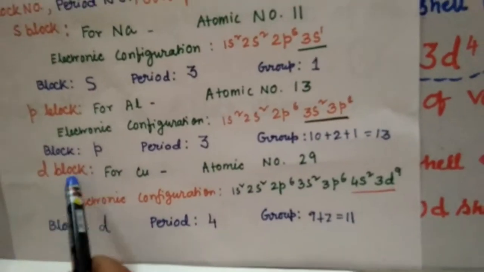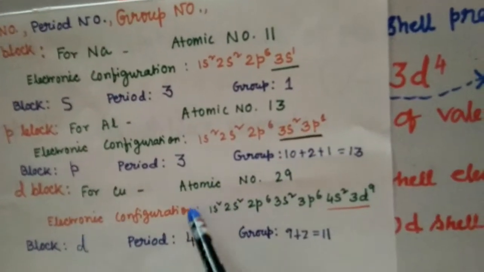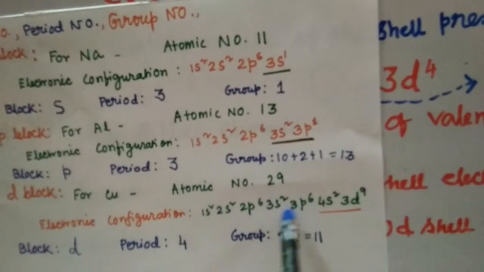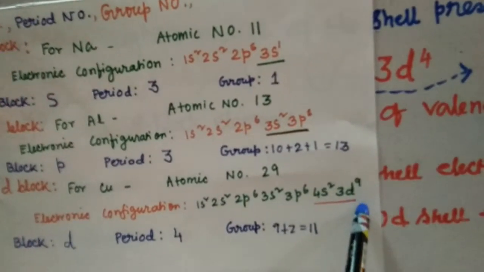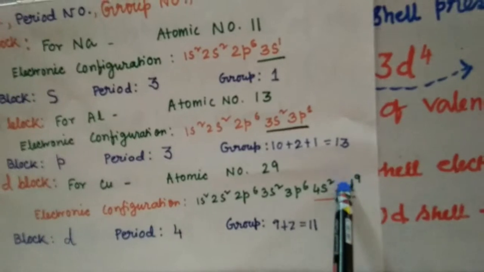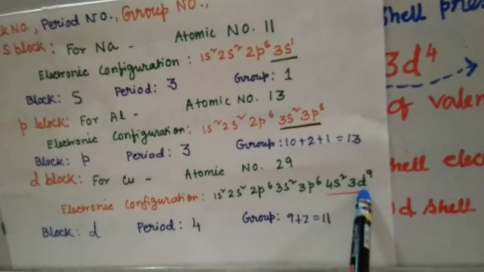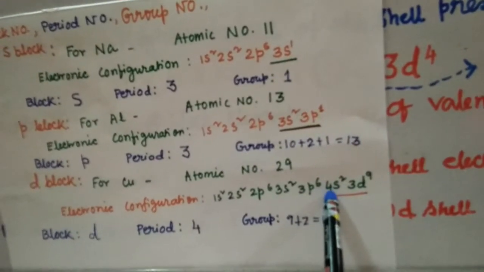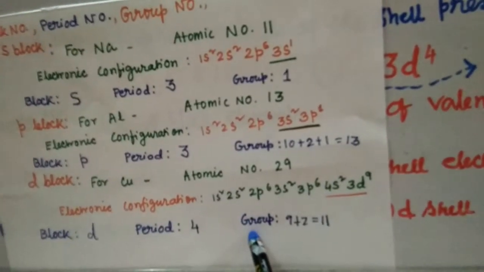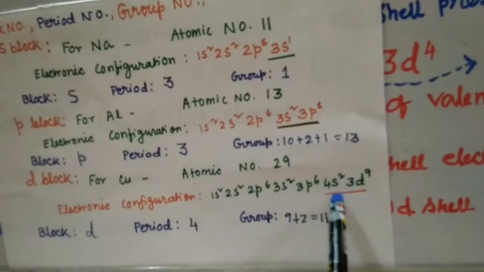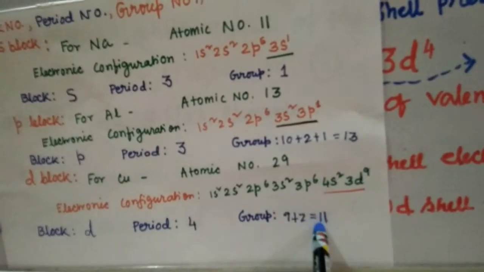Now for a d block element like copper, the atomic number is 29 and its electronic configuration will obviously be 1s2, 2s2, 2p6, 3s2, 3p6, 4s2 and 3d9. Now if it is 4s2, 3d9, it will obviously be in the d block because the last electron has entered the d orbital. Now what will be the period number? The period number will be 4 as the highest principal quantum number present here is 4. Now what will be its group number? The group number will be the number of electrons present in the s and d orbitals. That is 9 plus 2, which is equal to 11.